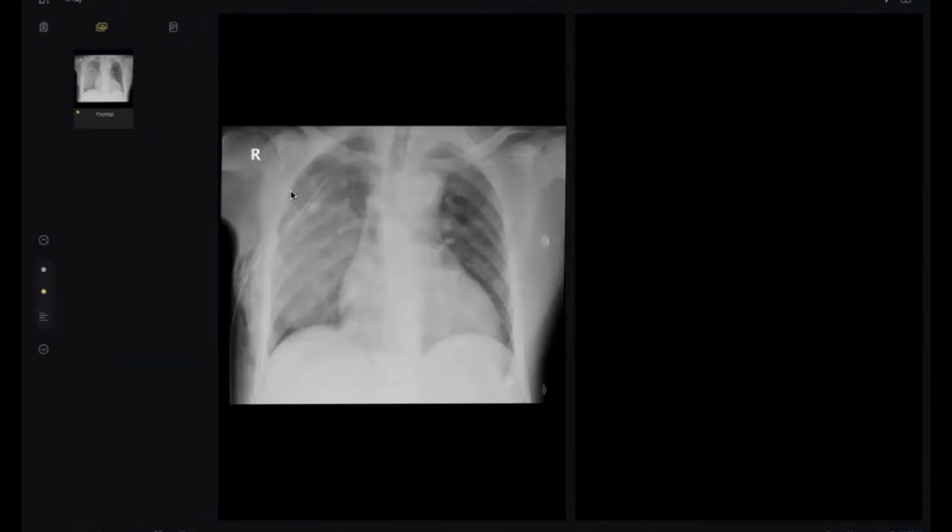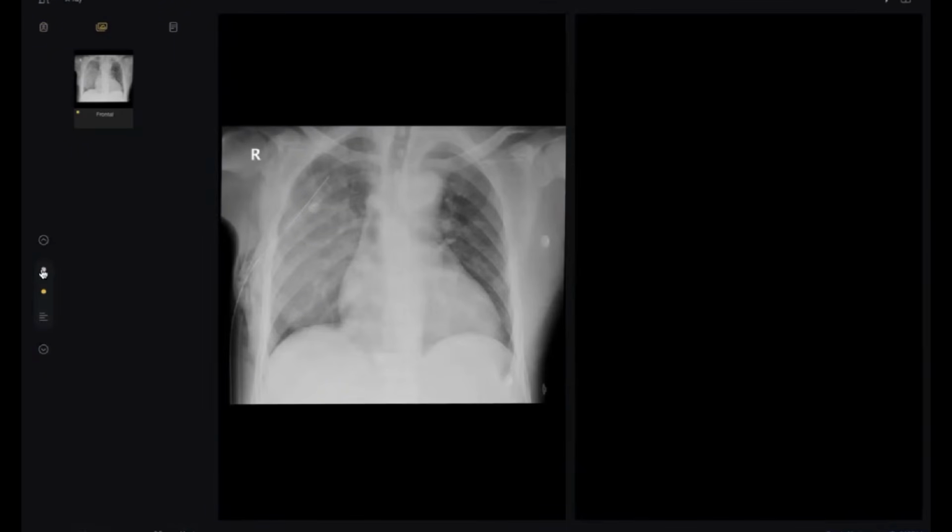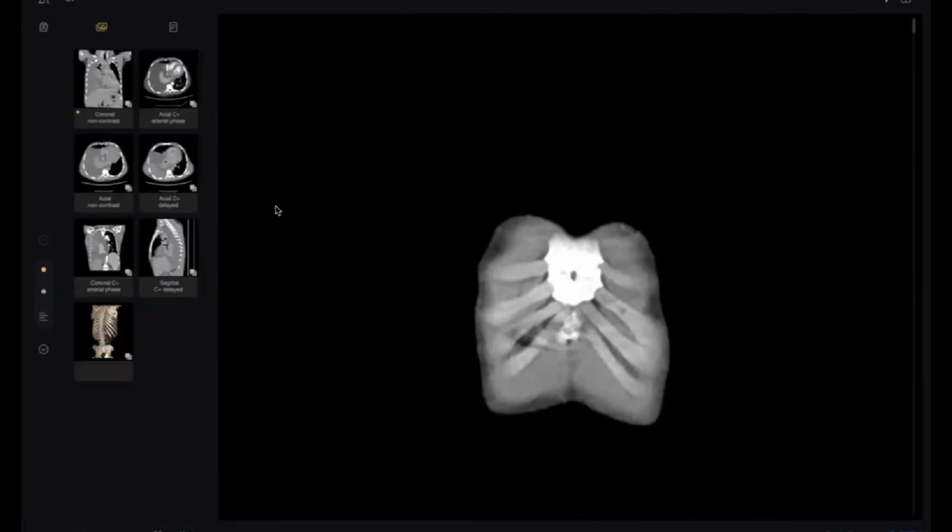I think the examiner may start with this X-ray. There is ground glass opacity, and there is some lucency here. Okay, but the patient is an acute patient, with acute dyspnea. So after CT, you will find this one.